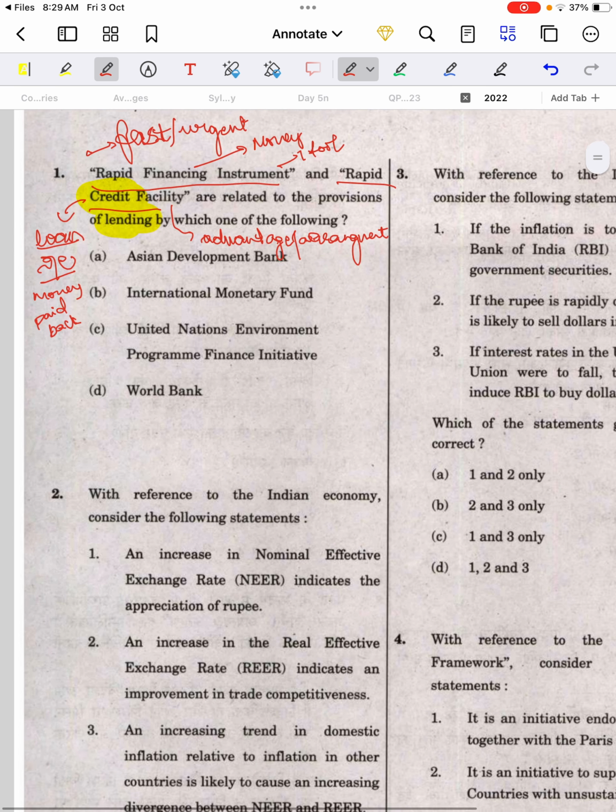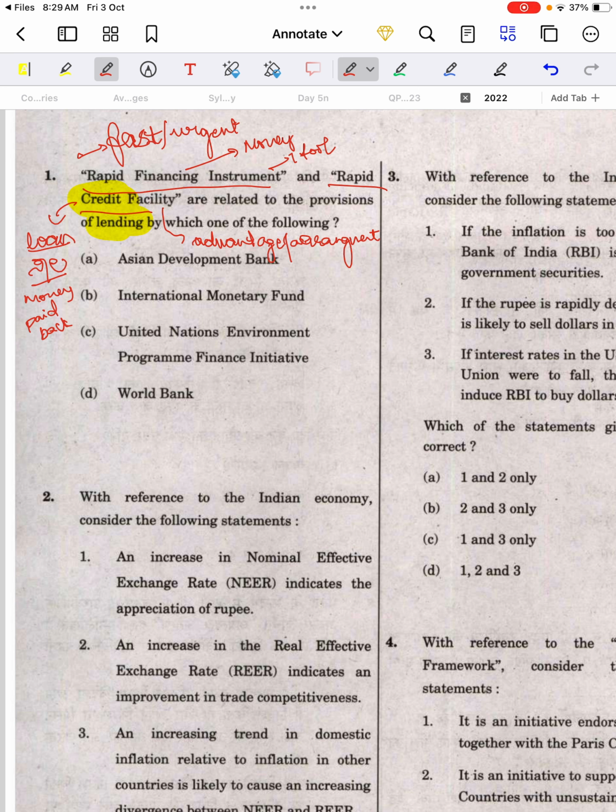How do we come to the right conclusion? Which of the following is involved in money lending or credit facilities? World Bank. What is World Bank involved in? It is like a banker of the world, right? It is involved in development projects and all. Have you heard about UNEP Financing Initiative? UNEP is like providing money for environment causes.